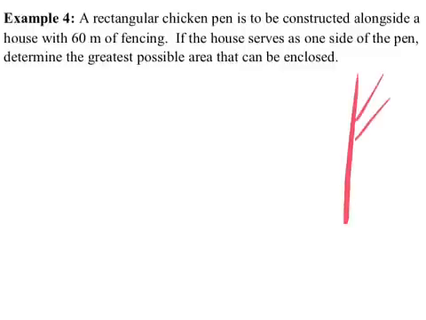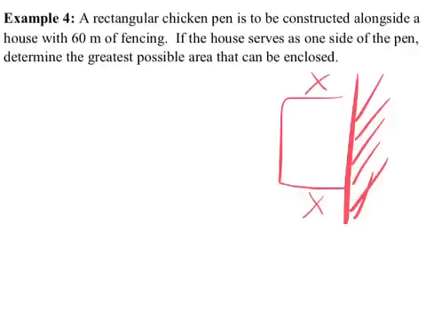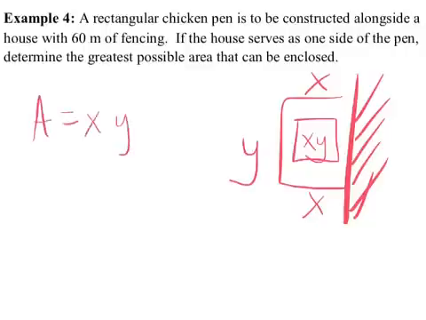So here's the house. Here's the pen. 3 sides. It's alongside a house. So we've got 2 sides here, and a 3rd side right here. Now, for a problem like this, if the house serves as one side of the pen, we have to determine the greatest possible area that can be enclosed. So we're trying to find the area. Remember, the area is the length times the width. So we have an area function, x times y, and we want to find the maximum value, the greatest possible value of this area.